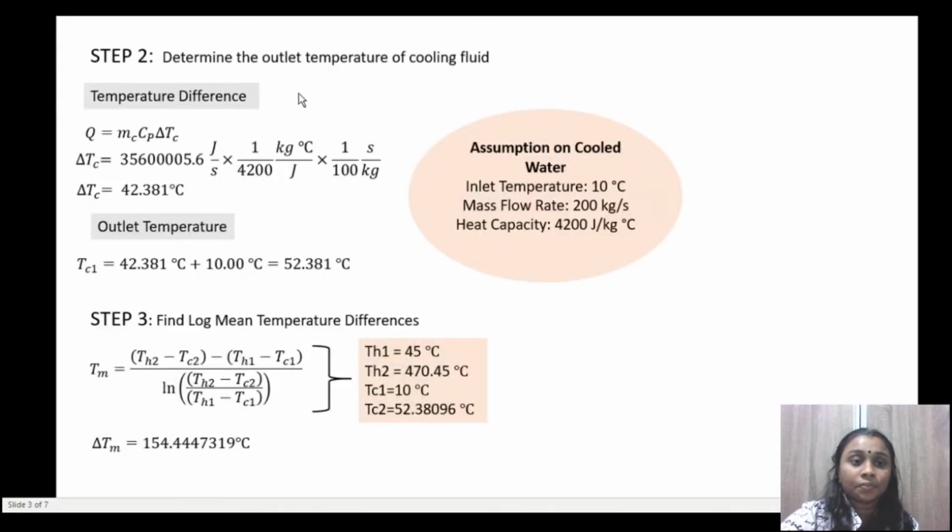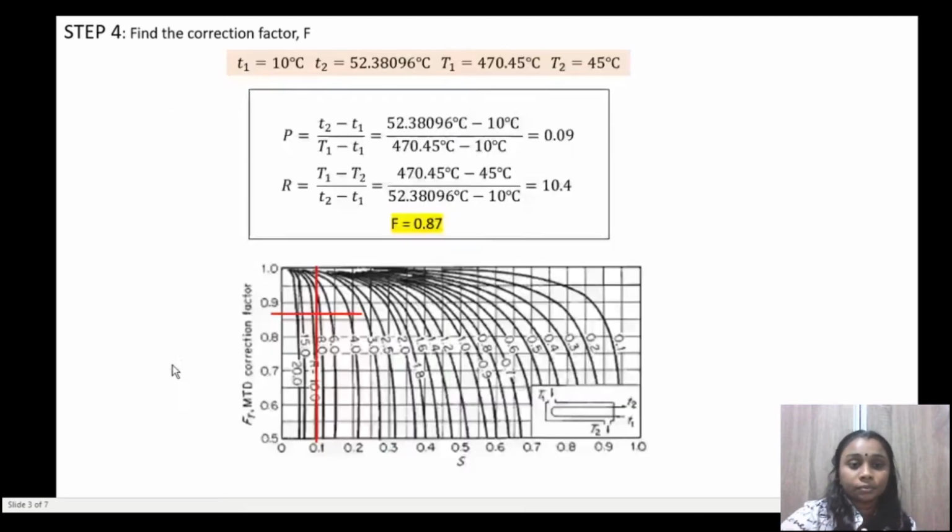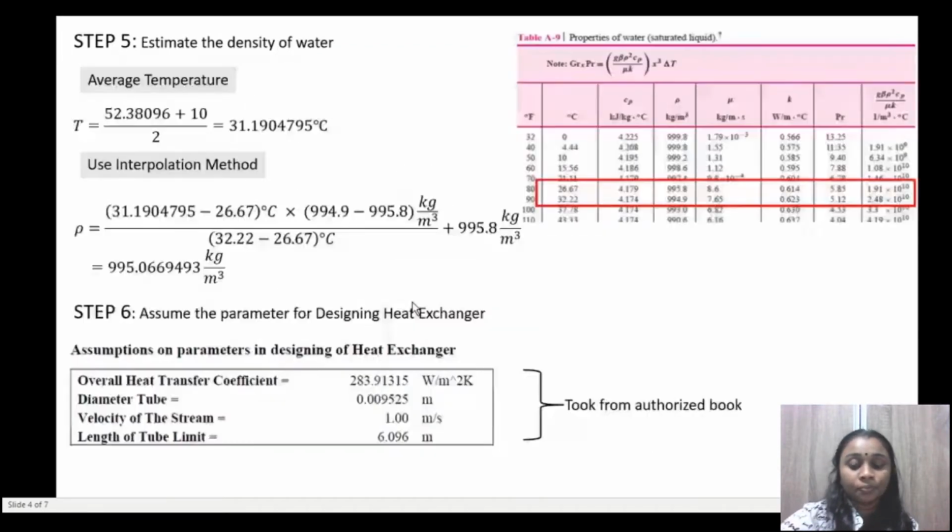Next, we determine the outlet temperature of the cooling fluid. We make the assumption on the cooling water, and the parameters are substituted in the equation, and we get the outlet temperature. For step 3, we find the log mean temperature difference using this equation. In step 4, we find the correction factor F. In order to get F, we extract this figure from the Perry's handbook. And step 5, we estimate the density of water. This can be extracted from table A9, taken from the Holman book.